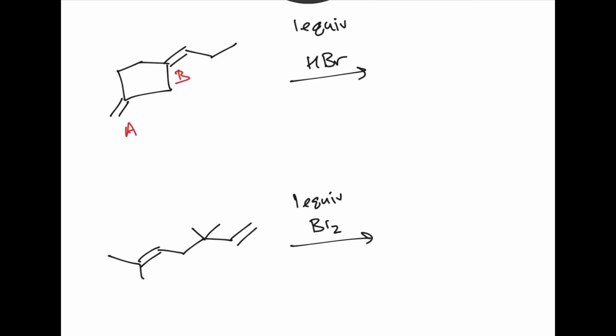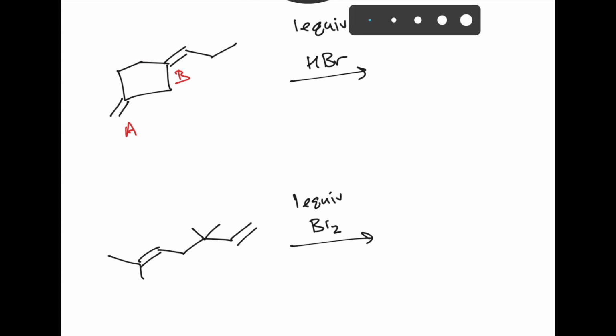Which double bond am I reacting with? B. Right? B has 3 things on it. A has 2. Because you're just counting. There's no carbons on this side. 1, 2. For B, there's 1 carbon here, 2, 3. And all you're doing is just counting how many groups are on there.